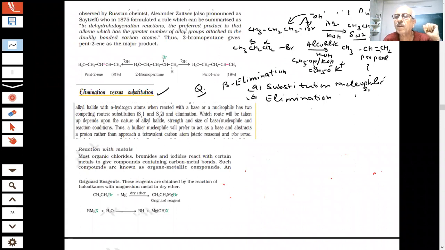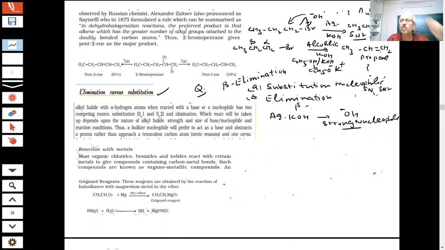Substitution can be SN1 or SN2, and elimination is beta elimination, you are saying. Now, how do we explain this, students? When I use aqueous KOH, the OH minus is a strong nucleophile, students. It is a strong nucleophile. So what happens? A nucleophilic substitution reaction takes place.